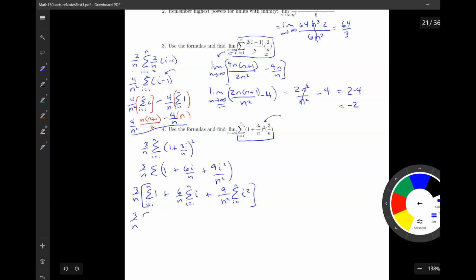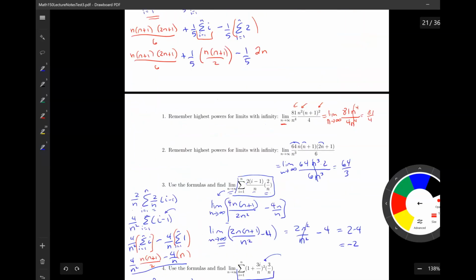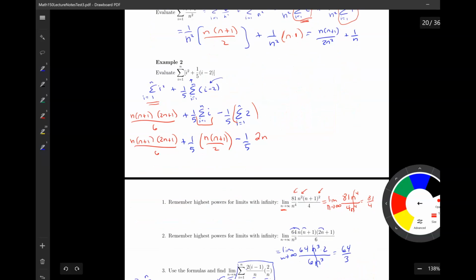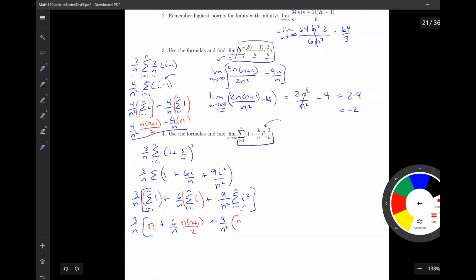Okay, so 3 over n. This is adding up 1 n times, so that's n, plus 6 over n, this is n times n plus 1 divided by 2, plus 9 over n squared, and I don't think we've used this one yet, so let's go back up and look at it. The summation of i squared is n times n plus 1, 2n plus 1, over 6. Okay.